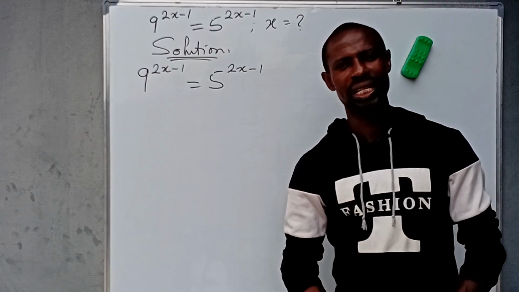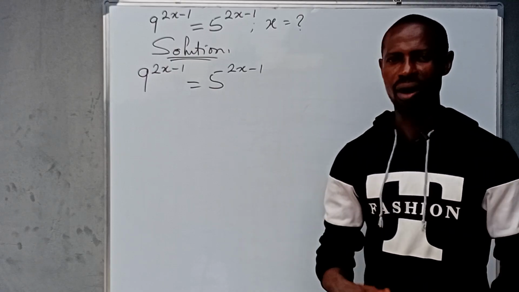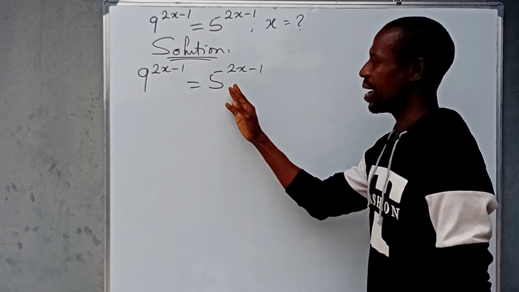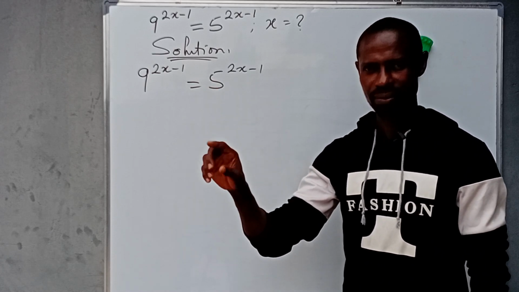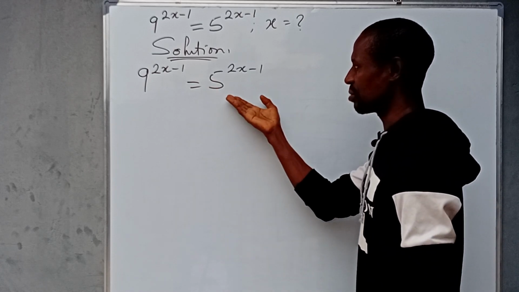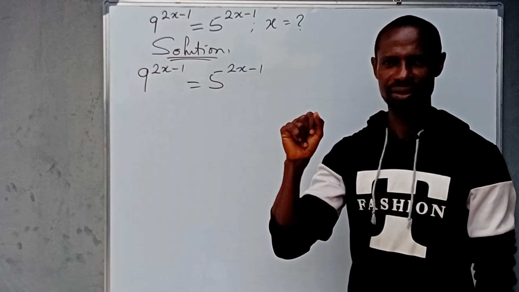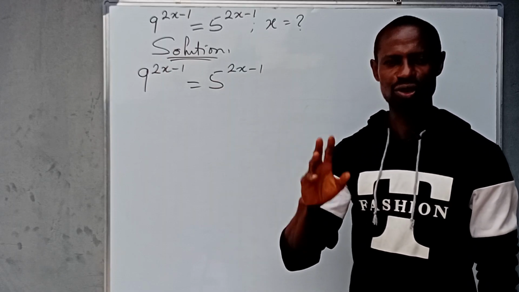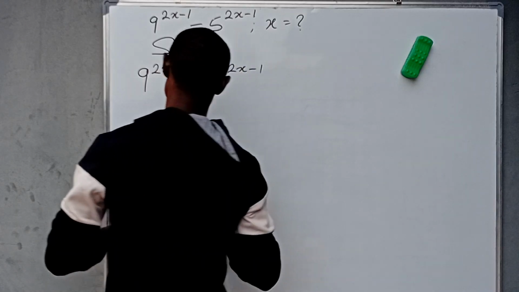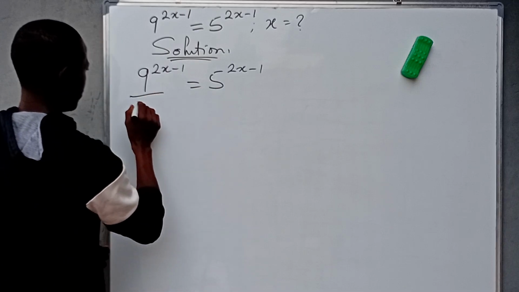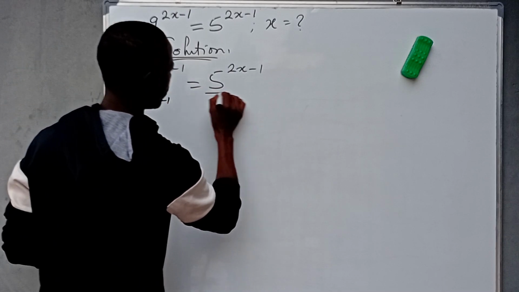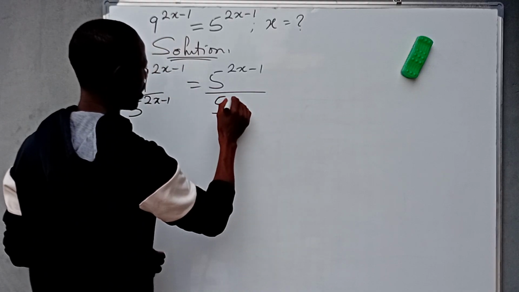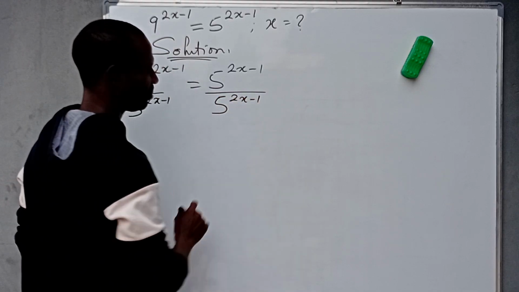But here I want to use a third approach. What is that third approach? Here, I want to make the right-hand side quantity unity. In other words, I want to divide through by 5 to the power of 2x minus 1. So divided by 5 to the power of 2x minus 1, I equally divide the left side by 5 to the power of 2x minus 1.